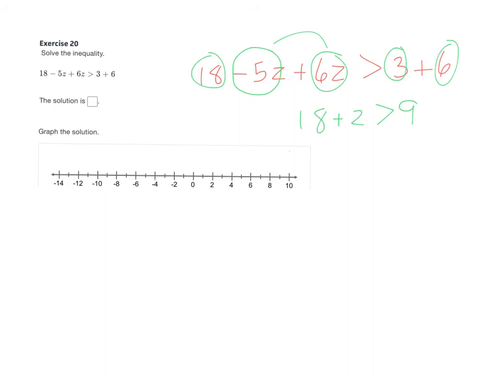Now I'm going to get rid of this positive 18 by minusing 18. This is going to give me z is greater than 9 minus 18, which is negative 9. So at negative 9, I should have an open circle, and the inequality is telling me I'm going to go to the right. All numbers greater than negative 9.